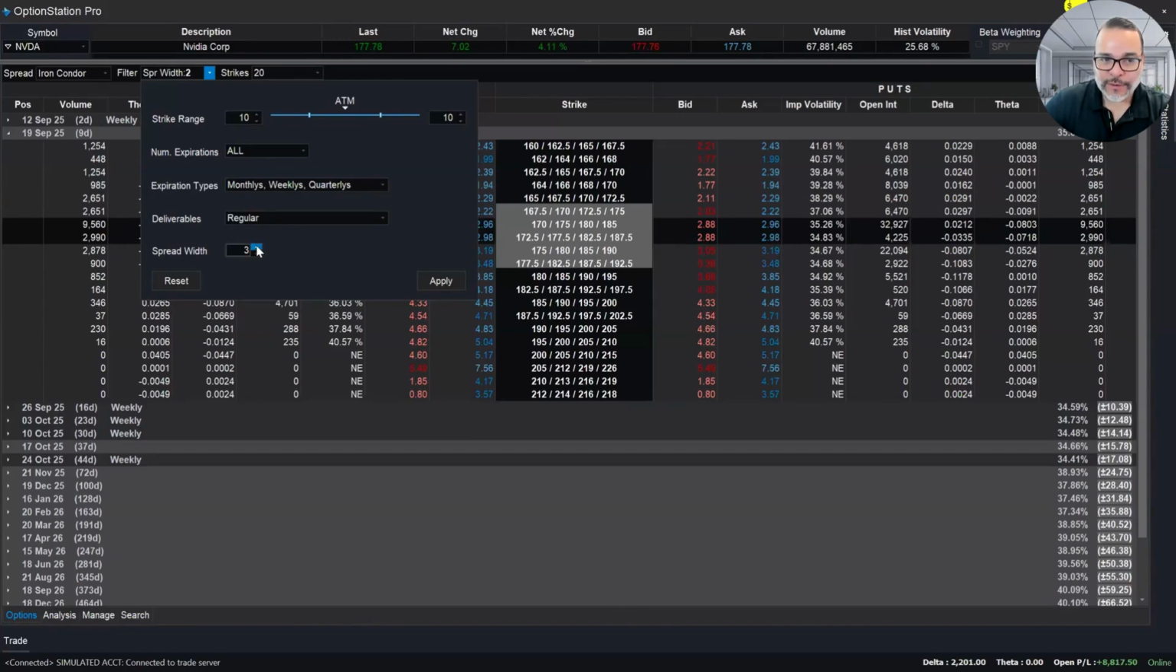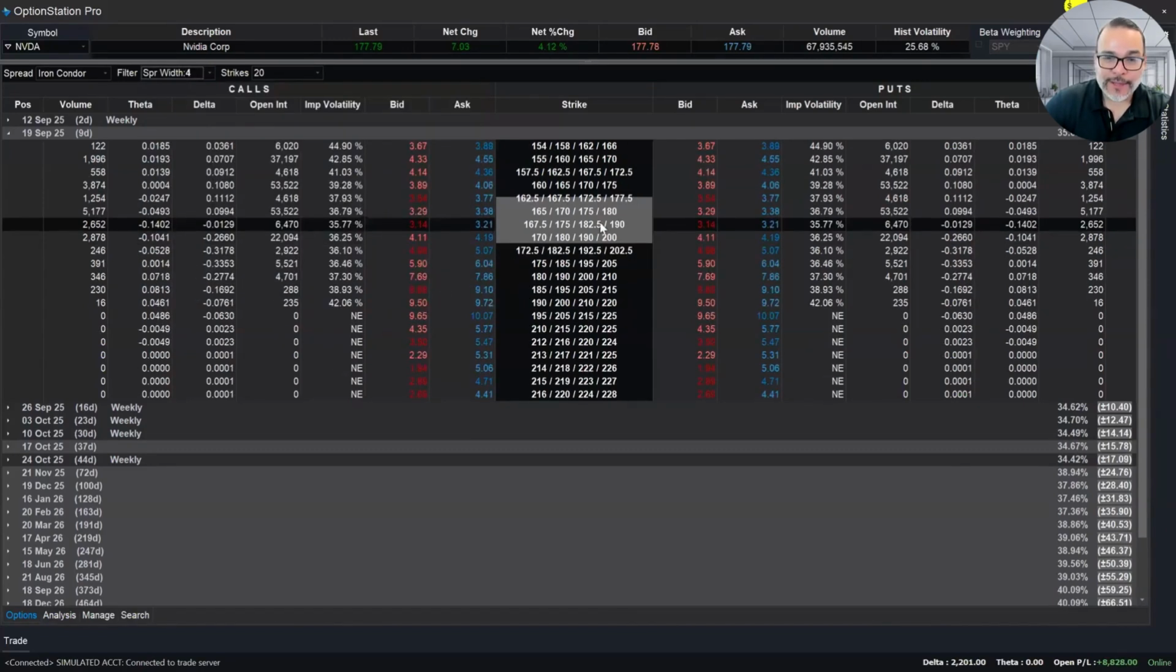If you go a little bit further, let's say that we want to do 4 strikes and apply it, you can see how the strikes here now go from 165 to 170, 175 to 180, and it skips those strikes in between. Just something to keep in mind. It automatically organizes your strikes based on the spread width. However, you can also select the legs individually. I know a lot of you would rather do that because you are specifically choosing the leg you want.